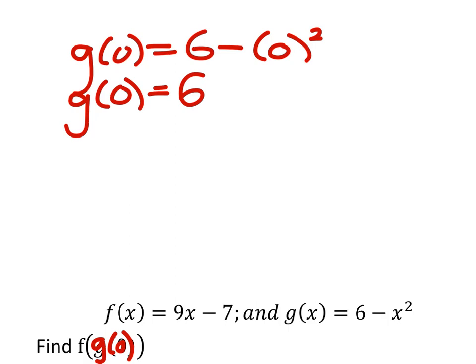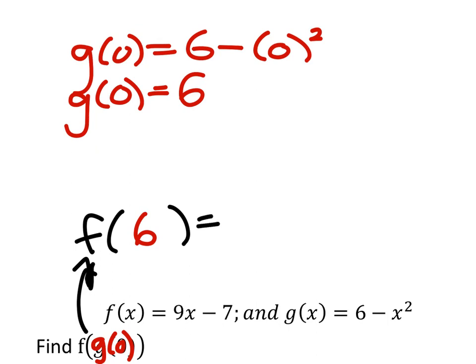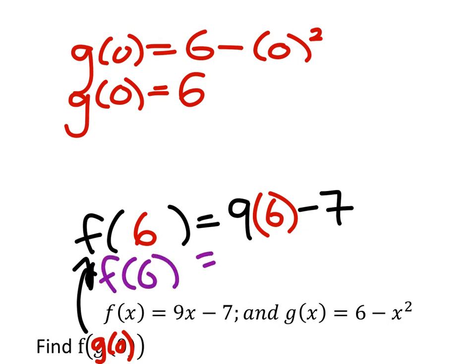So ultimately, if I were to rewrite this with the information we have now, f of g of 0 is f of 6. Well, that's not too bad. We've seen that kind of stuff before, right? Because f of x is 9x minus 7. But now we're replacing the x with the 6 that we found from g of 0. So f of 6 would be 9 times 6, which is 54 minus 7, 47 right there. So f of g of 0 is 47.